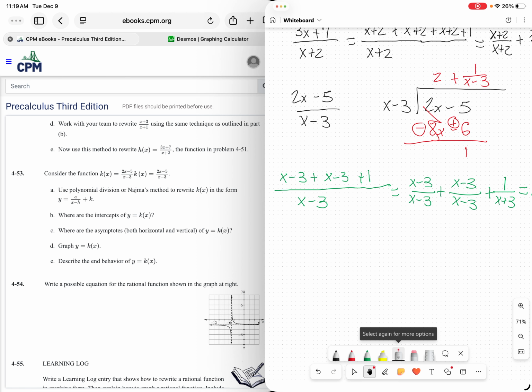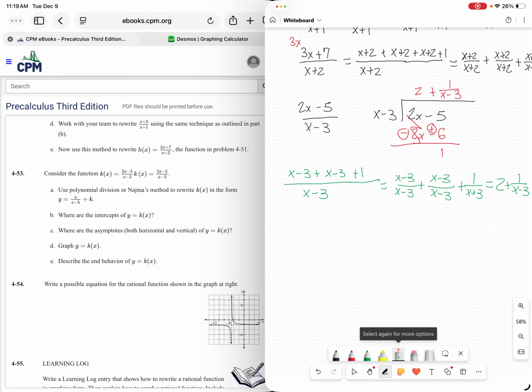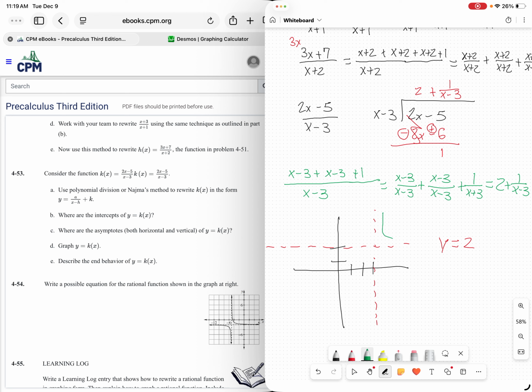Okay, so now that you have that, if we graph this function, we have a horizontal asymptote at 2. That's our end behavior, y equals 2. We have a vertical asymptote at 3. And then we have our graph that would look something like this. Again, you could find the intercepts, but for the sake of time, this is a great idea right here.